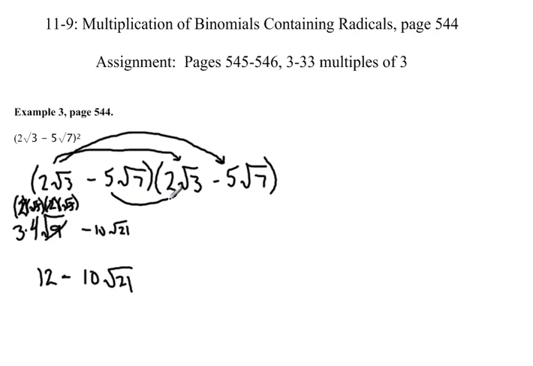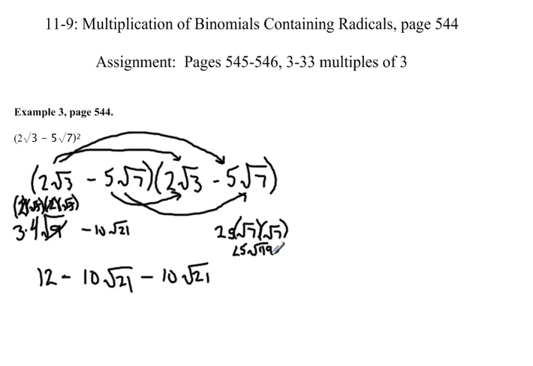Now I've got negative 5 square root of 7 times 2 square root of 3. Well, that's identical to what I just did. So this is another perfect square. And my last term is a negative times a negative. So that'll give me a positive 25 square root of 7 times another square root of 7. Now that would be 25 times the square root of 49. Square root of 49 is 7. So 7 times 25 gives me 175.